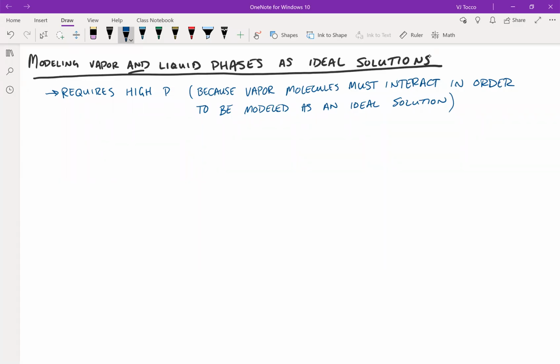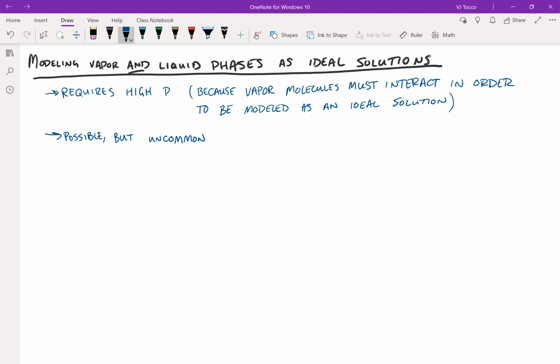And the second thing I wanted to mention is that this is not a very common method. It's possible, but uncommon to perform this type of analysis. That's because typically at higher pressures, you have some non-idealities as well.